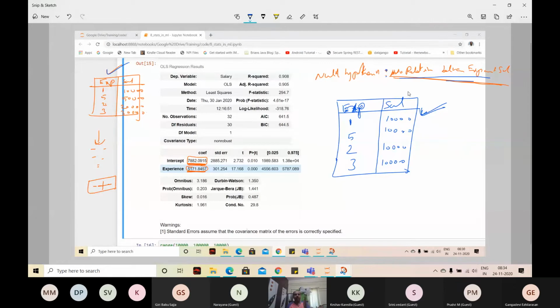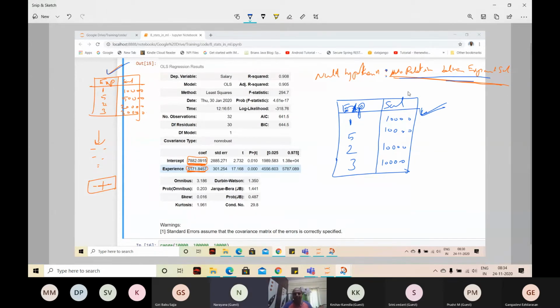In another way, if I keep experience fixed on the blue data set, shuffle salary and try to build a model, keep experience like that, shuffle salary and build a model again, will the model's accuracy change? No, right?